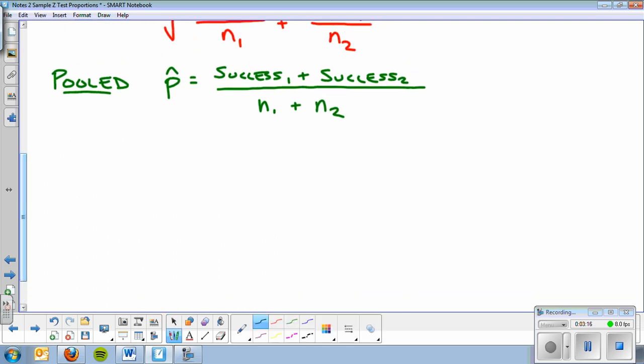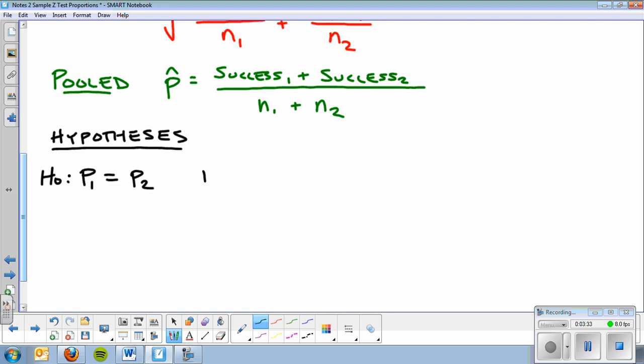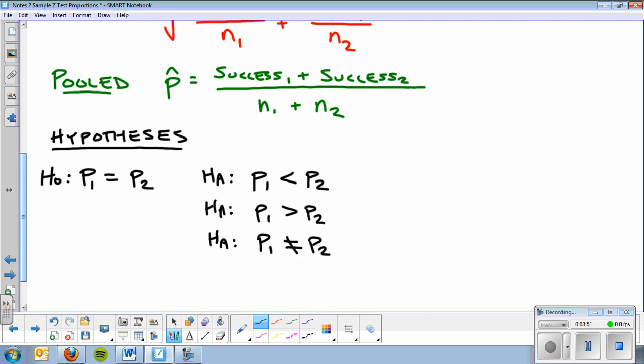Okay, so the last thing that I'll write down are the hypotheses. So again, your hypotheses are, H sub 0: p1 equals p2. That's always going to be your null. And your alternate hypothesis is either going to be p1 less than p2, p1 greater than p2, and of course the two-tailed hypothesis p1 not equal to p2. Okay, so let's walk through an example, talk about this pooled p hat, and move on.